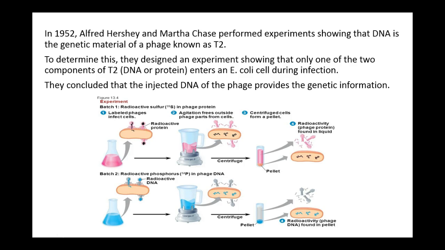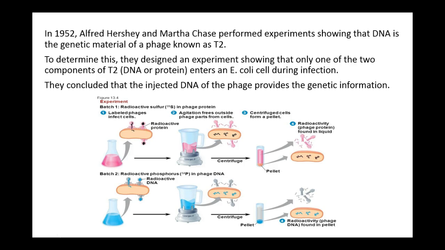So the protein portion, which would be the capsule, remained very light. And the DNA portion with the phosphate, they actually put this pellet in. So that when they centrifuged it, they grew both of these and injected them into E. coli cells. Then they took the cells and centrifuged them.